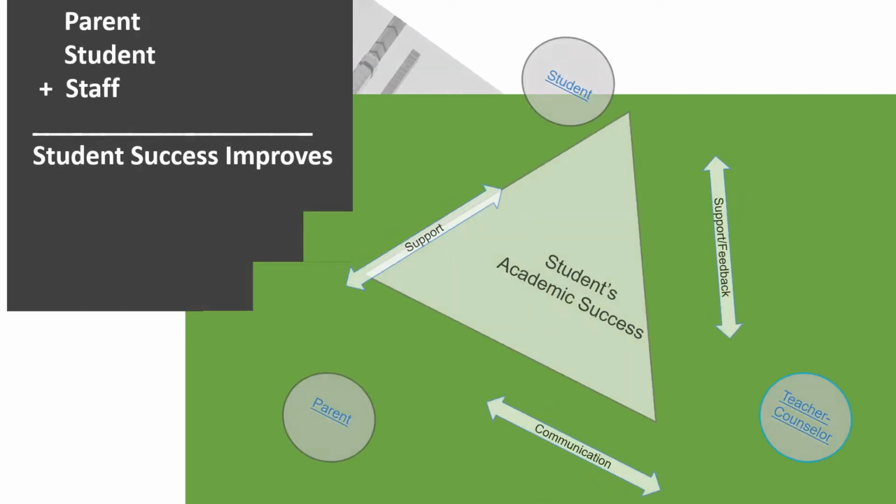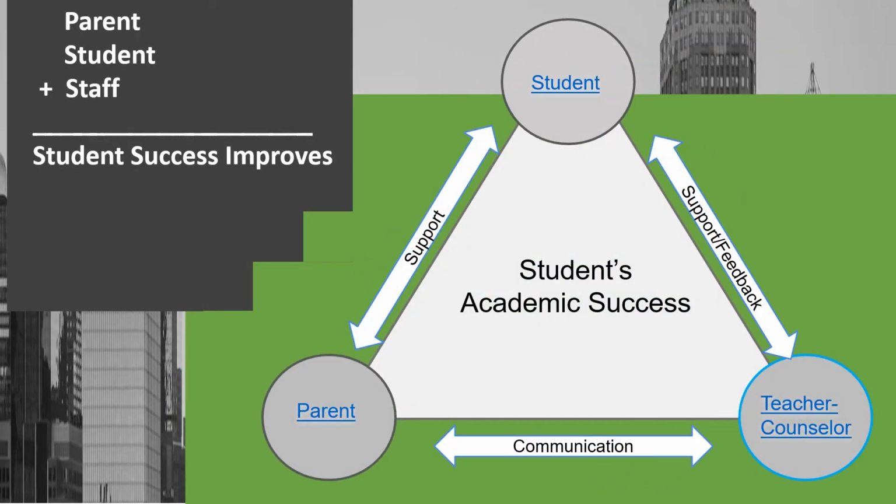Working together improves the academic success of students. Students, you play a central role in your success. If you have questions or need additional help, don't wait. Make a virtual or in-person appointment with your teacher to get the help that you need. Communicate often with your parents about online learning, your struggles and successes.